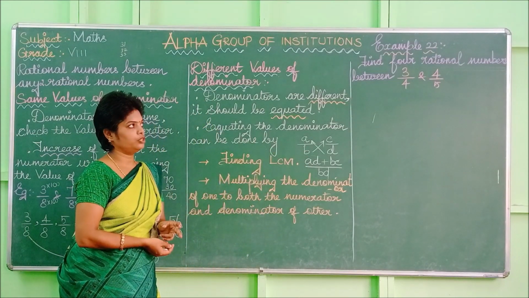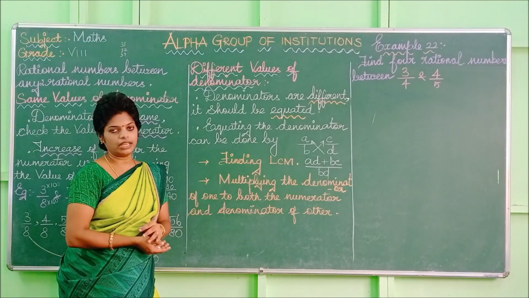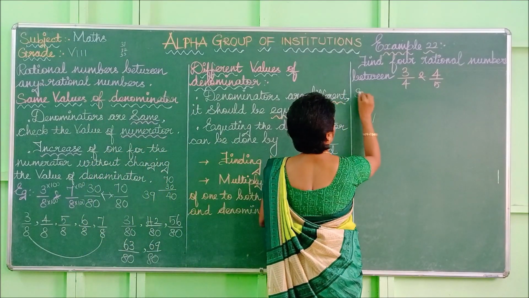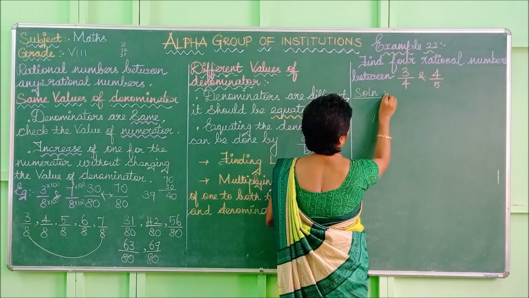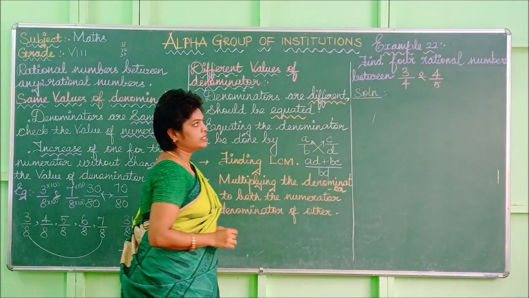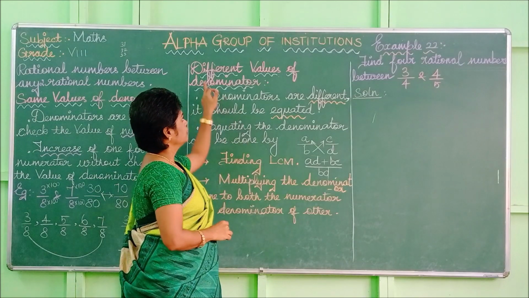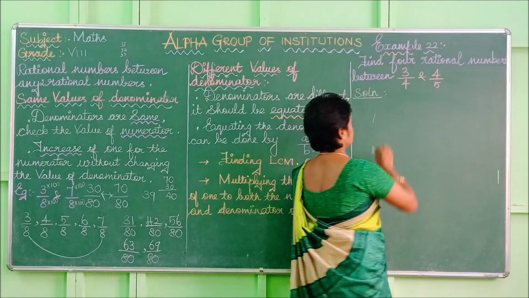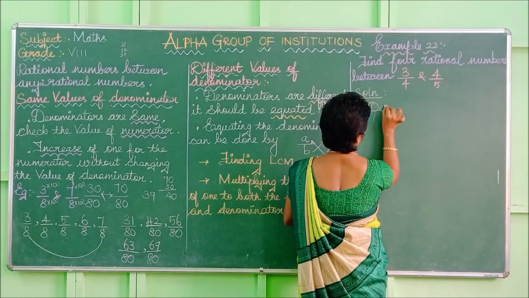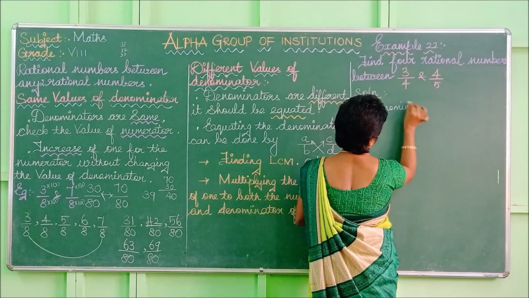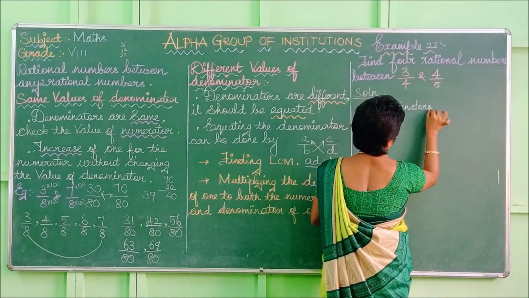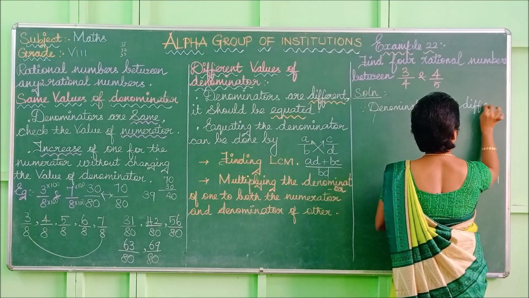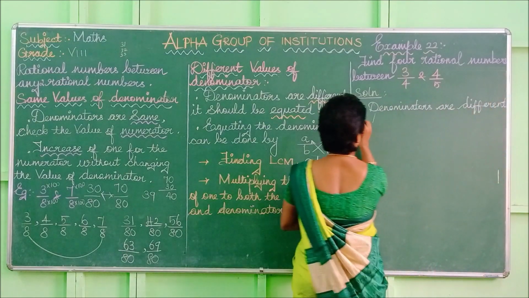So check with this example. Example number 22: Find 4 rational numbers between 3 by 4 and 4 by 5. Now try the solution. First we have to take the LCM because the denominators are different. Here one denominator is 4, another denominator is 5. So since the denominators are different, you can take the LCM.